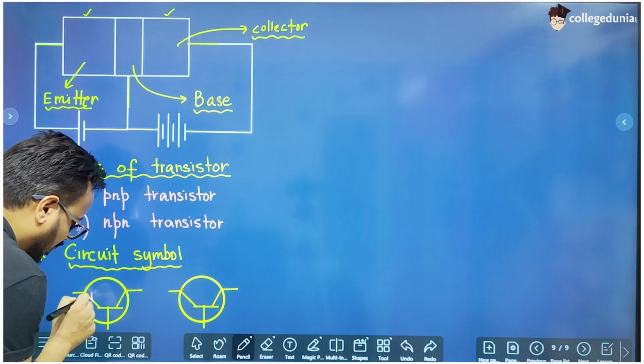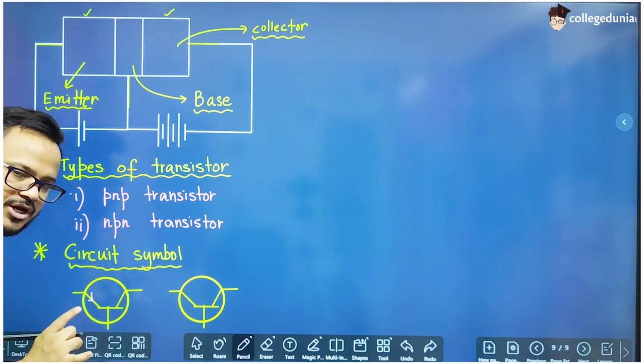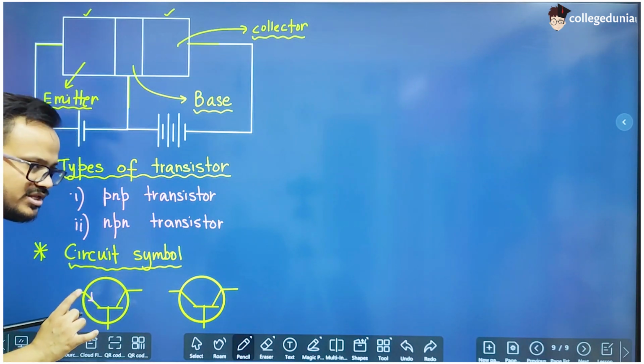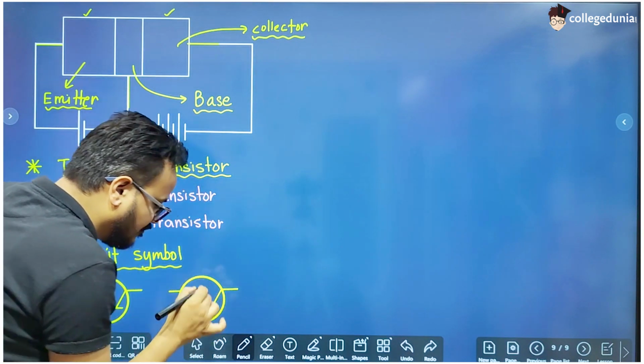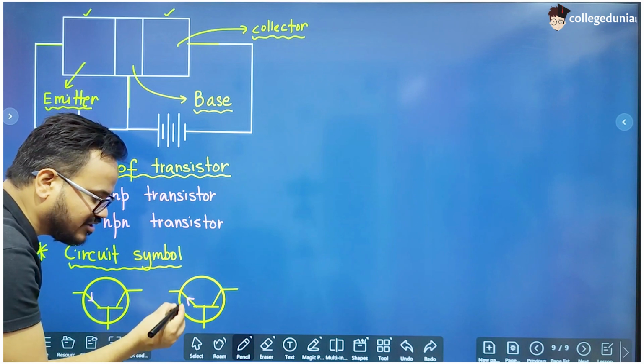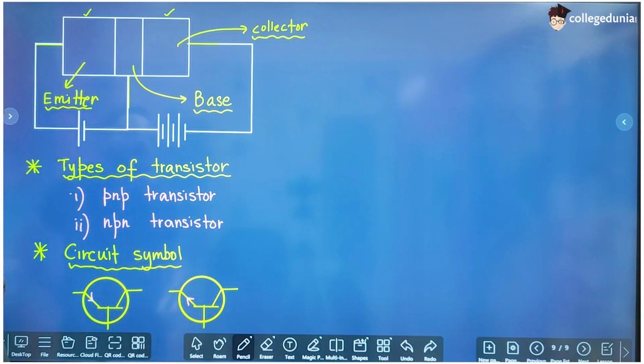Now if the arrow is inwards, then it is a PNP transistor, because the arrow is always drawn from P to N in the emitter-base part. And if the arrow is outwards, then it is an NPN transistor, because the arrow is always drawn from P to N.